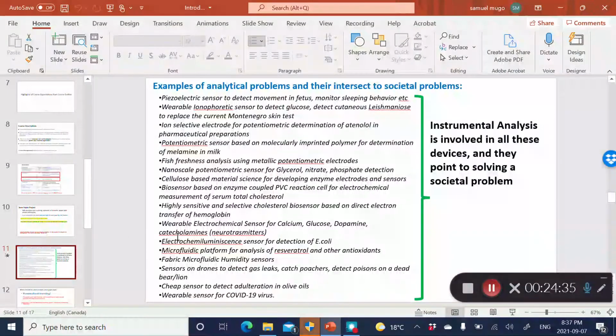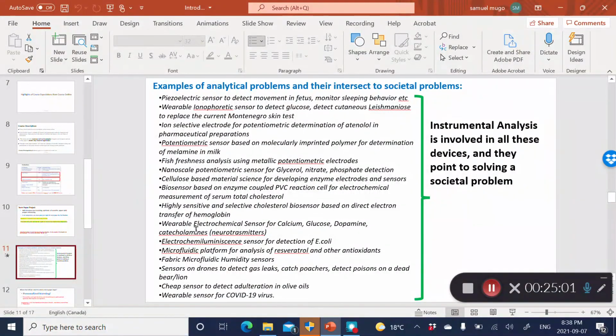A good example, last year, I think we had a student who wrote about potentiometric sensors based on molecularly imprinted polymers for detection of an adulterant called melamine, that people often unscrupulously add to milk so that it can appear to have a very high protein content.